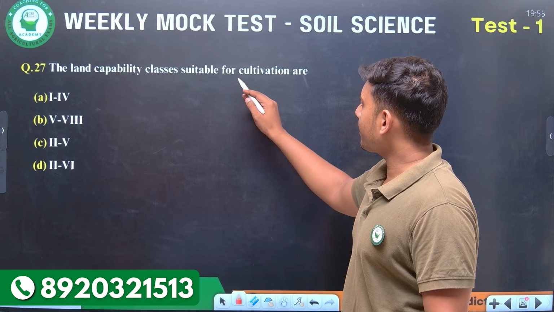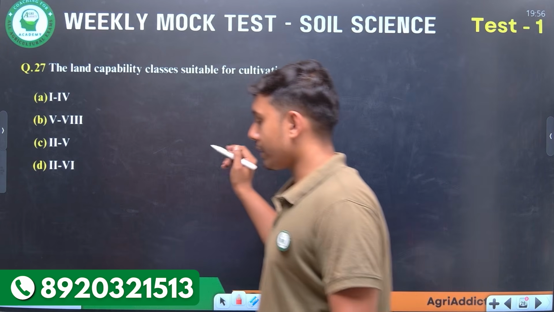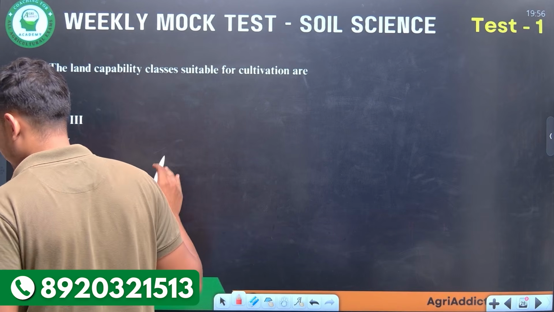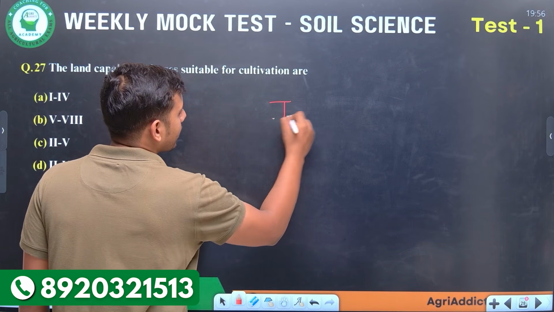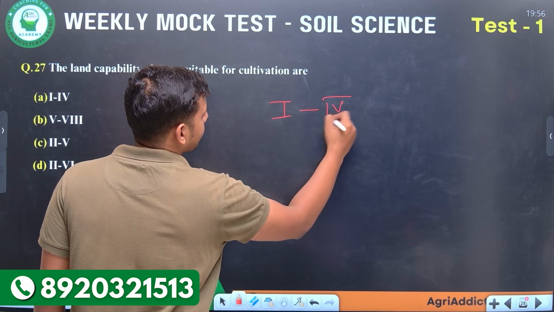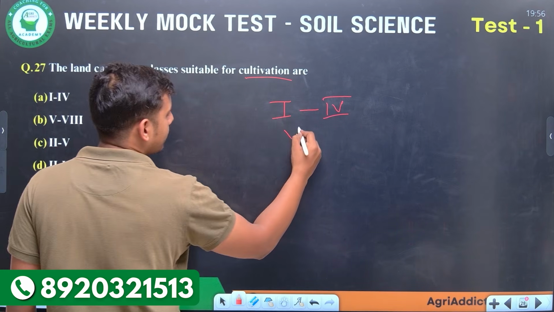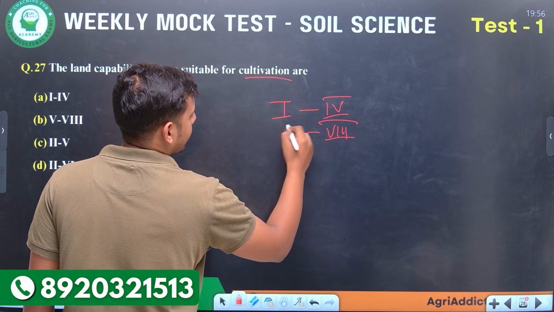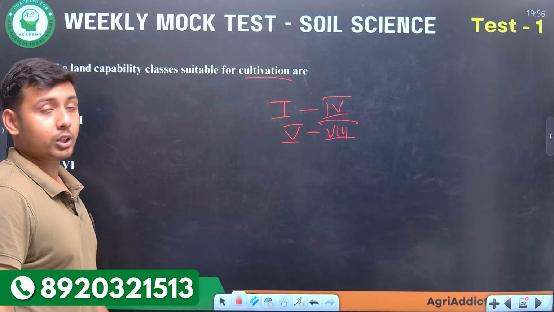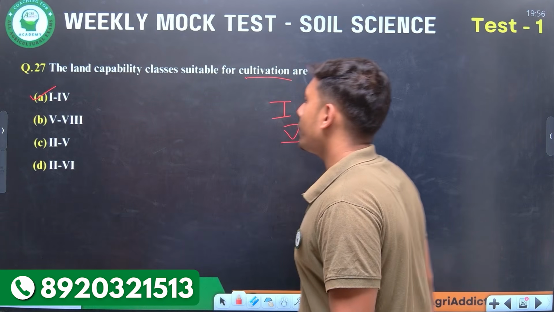Land capability classification suitable for cultivation. Whenever these types of questions come in land capability classification, we have to remember that classes 1 to 4 are suitable for cultivation, and classes 5 to 8 are not suitable for cultivation. These are used for grazing, recreational purposes, forestry and so on. So 1 to 4 will be the true answer here.